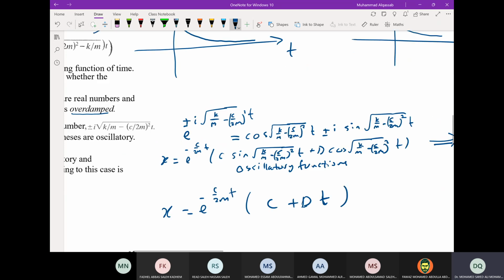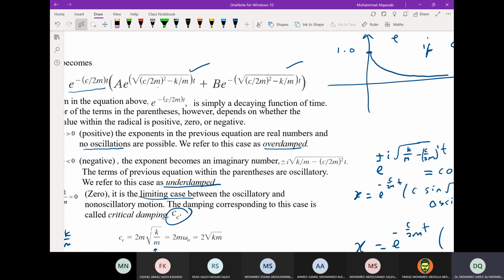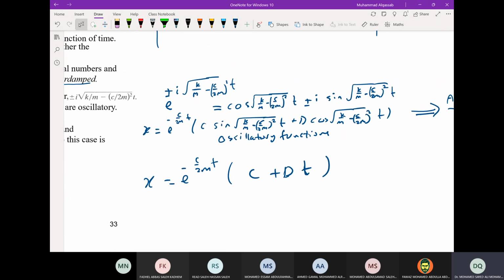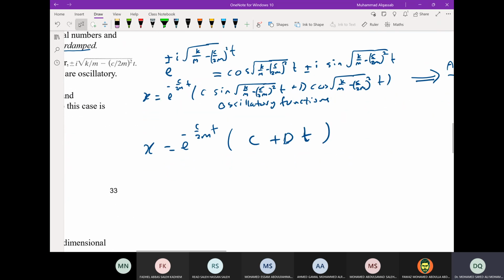So there are 3 equations here. The first equation above here is for overdamped. It is valid for overdamped, but not valid for all the cases. For underdamped, it will contain sine and cosine. For critically damped, it will be something like this: c plus d times t, multiplied by the exponential function e to the power minus c over 2m t.